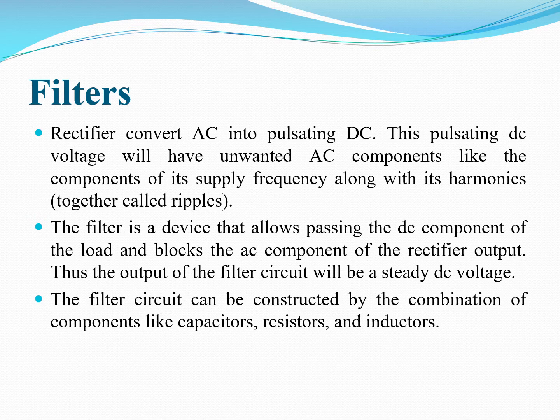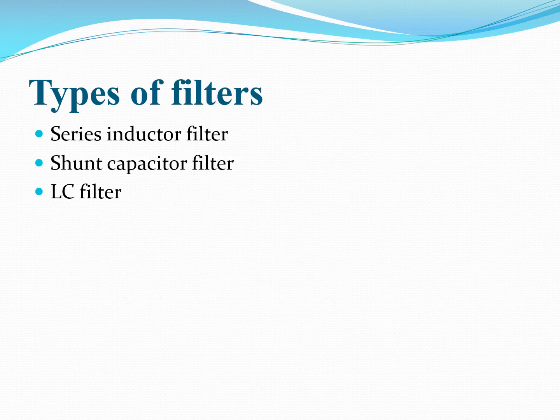So you can say that a filter is a device that allows the DC component to pass to the load and blocks the AC component of the rectifier output. Thus the output of the filter circuit will be a steady DC voltage. For filters, we use components like capacitors, resistors and inductors. There are three types of filters. Number one is series inductor, number two is shunt capacitor, and number three is LC filter, which is also called pi filter.